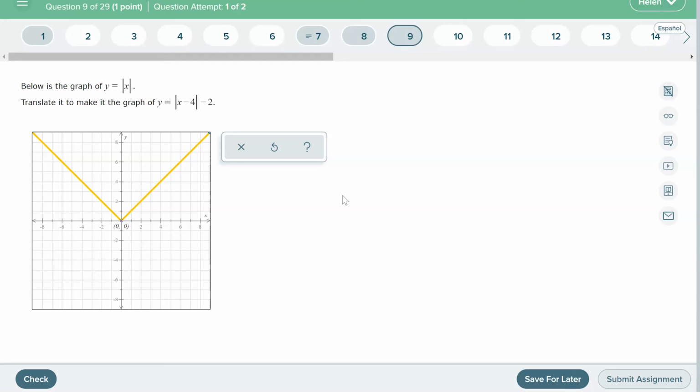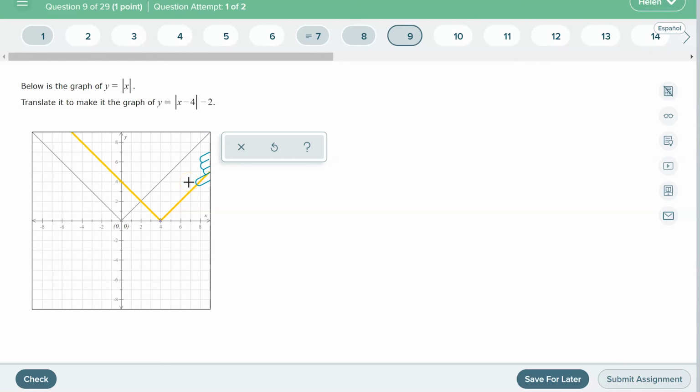So we know that the absolute value of x minus 4 takes the graph of absolute value of x and moves it to the right 4. So that's going to be my first translation. So I use my mouse to click on the graph and I move it to the right 4.